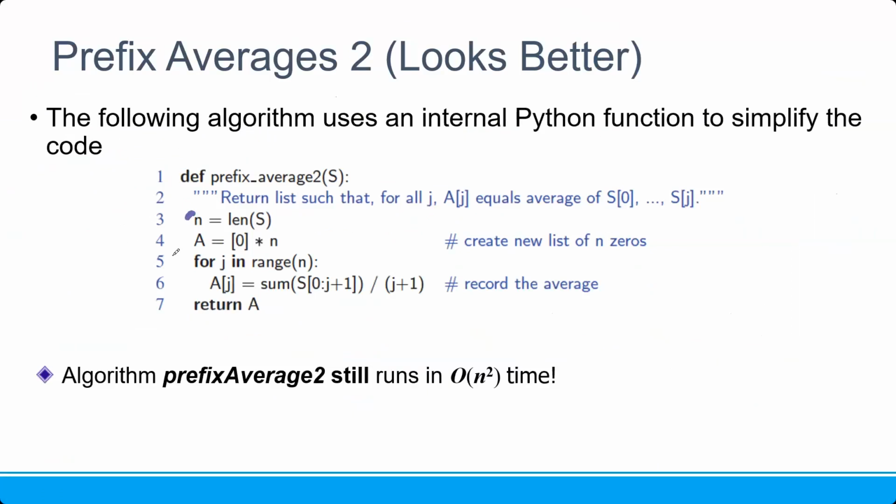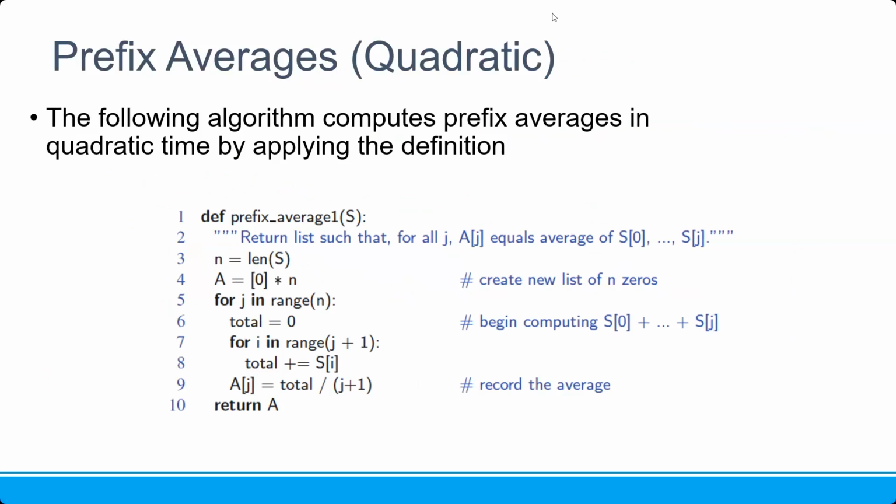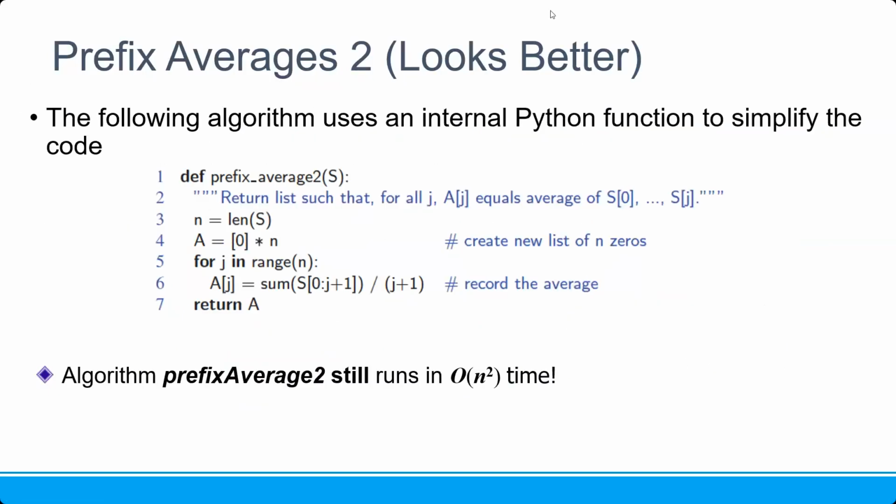It seems it is better because we have only one form. So the following algorithm uses an internal Python function to simplify the code. So what is the internal function? In Python we have sum. So instead of using the for loop to make the total, this function uses the sum function.